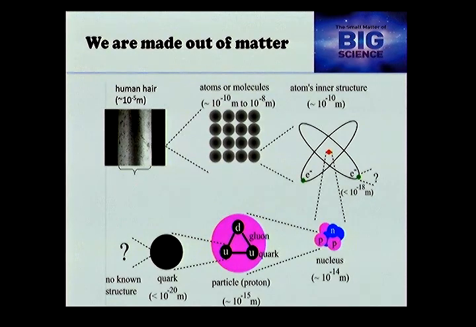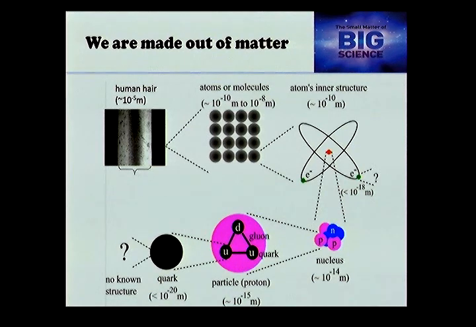First, we are made out of matter. What is matter? Matter is everything around us. Matter has mass and volume. Solid, liquid, gas, and plasma are all matter. The basic units of matter are atoms or molecules. Molecules are also made of atoms. The size of an atom is about 10 to the minus 10 meter, which is 5 orders of magnitude smaller than the diameter of a human hair.